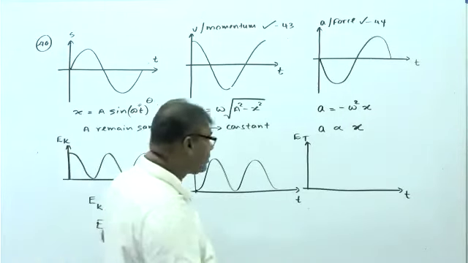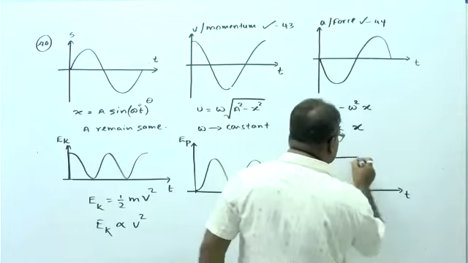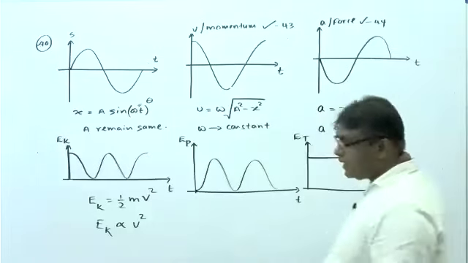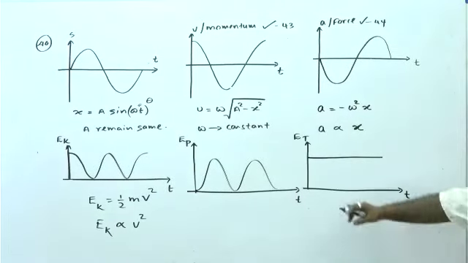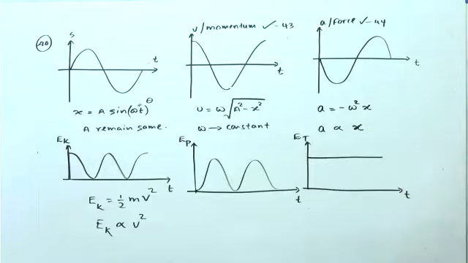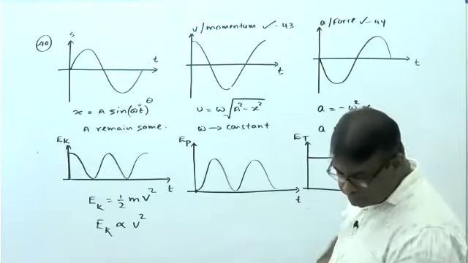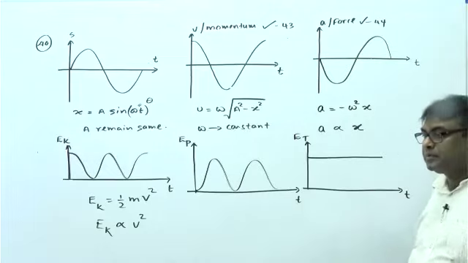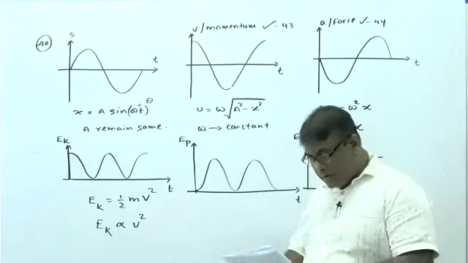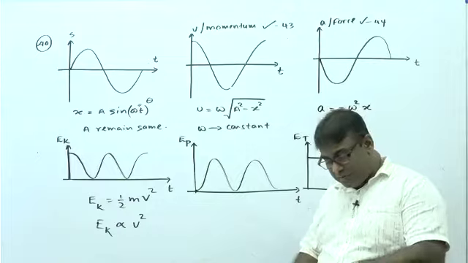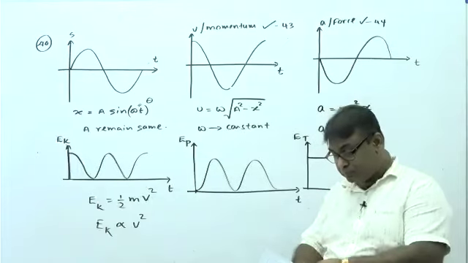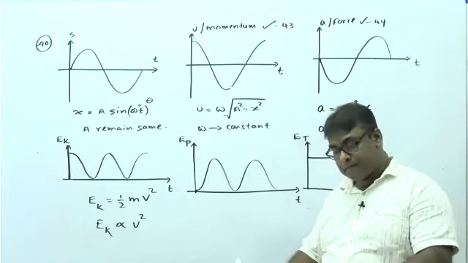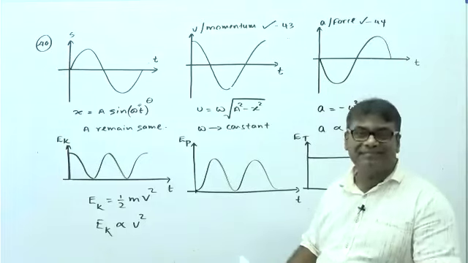Total energy remains constant. That is called energy conservation. Total energy remains constant. Can you note that down here? Done? Right. Now, we have to check 49 to 55. Right, let's start.